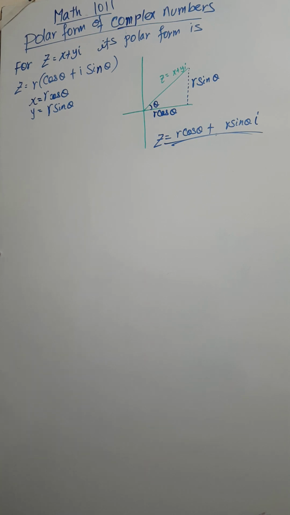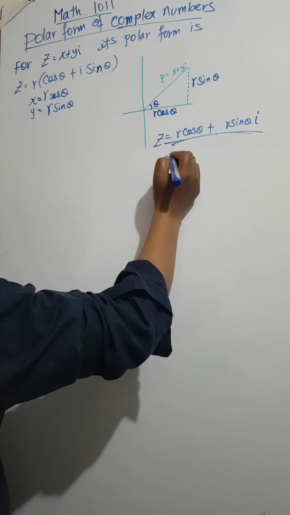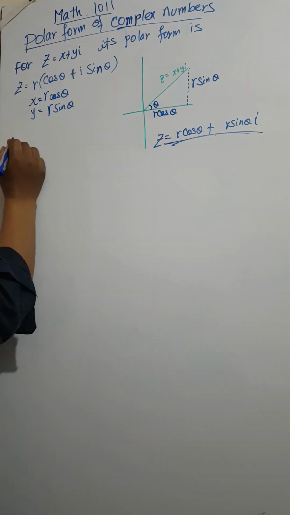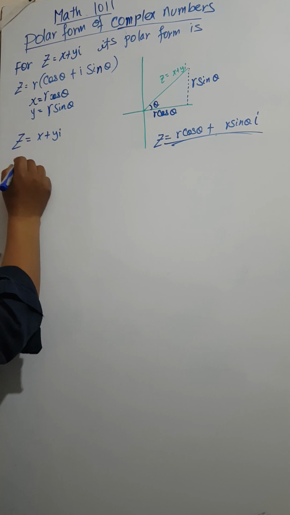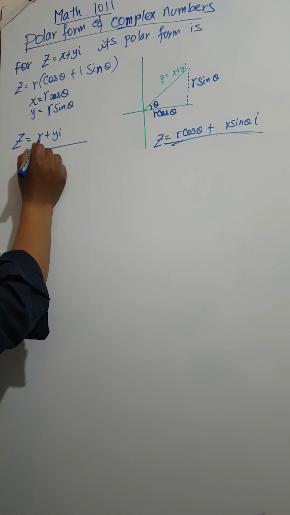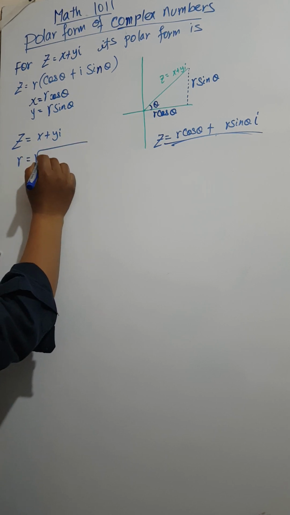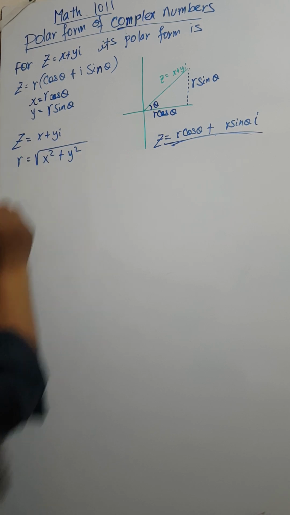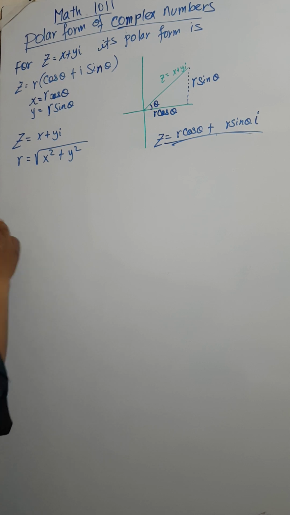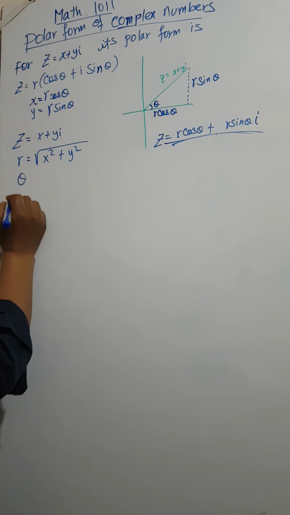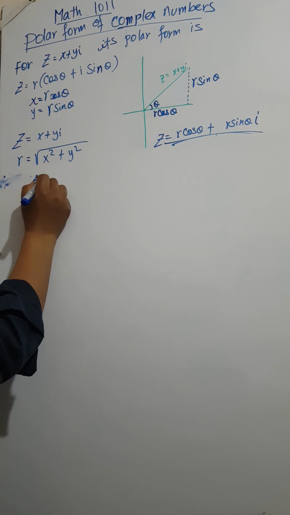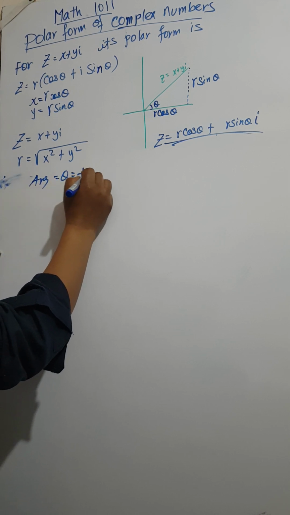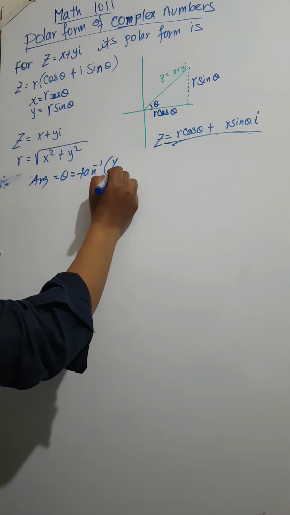So first we need to find r. For a complex number z which is equal to x plus yi, r, the modulus, is equal to the square root of the sum of the squares of the real part and the imaginary part. Then we determine theta, the argument, which is equal to tan inverse of the imaginary part divided by the real part.